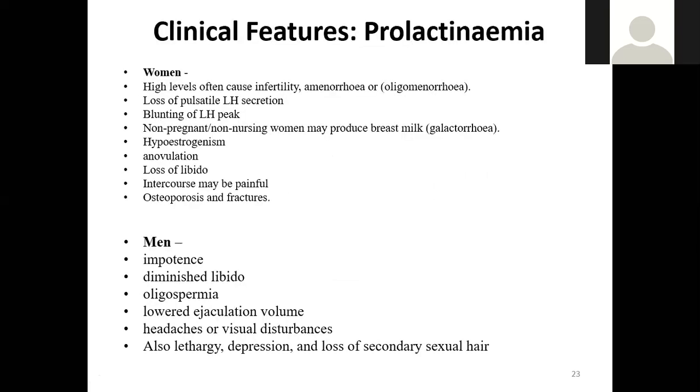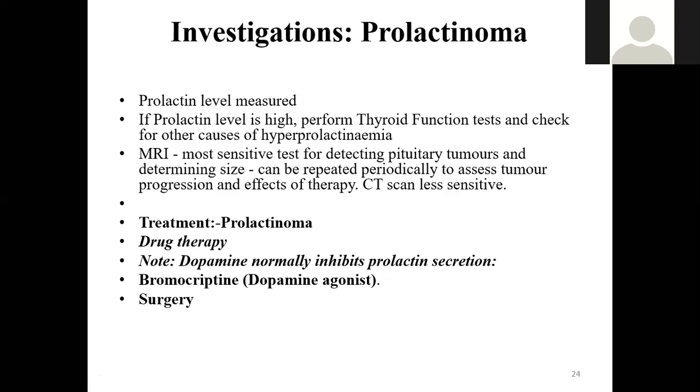Good. So what do we do? So the first thing we said is that first measure the prolactin levels. If the prolactin levels are high, you perform thyroid function test. Why do you perform thyroid function test? I have explained to you that hypothyroidism can be the cause of the high prolactinemia. So in this case, what you have to do is treat the hypothyroidism, and then the prolactin levels will come back to normal. Okay, good.